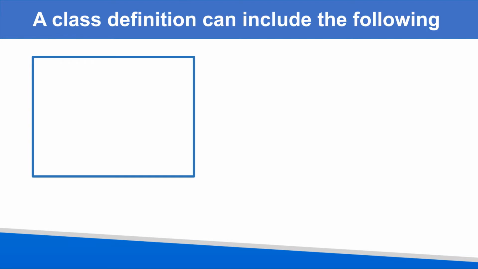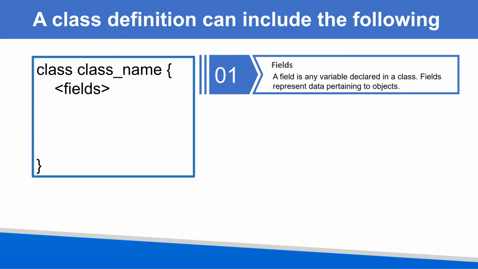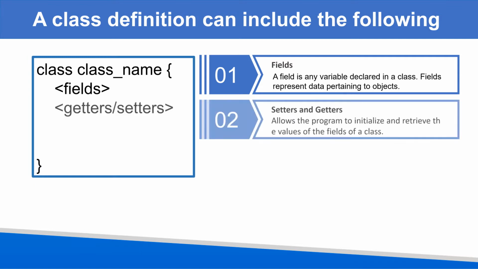A class definition can include the following. Fields. A field is any variable declared in a class. Fields represent data pertaining to objects. Setters and getters. Allows the program to initialize and retrieve the values of the fields of a class. A default getter or setter is associated with every class. However, the default ones can be overridden by explicitly defining a setter or getter.